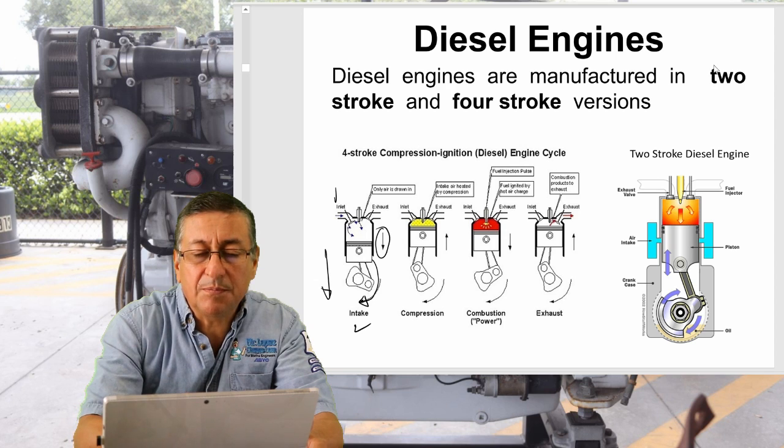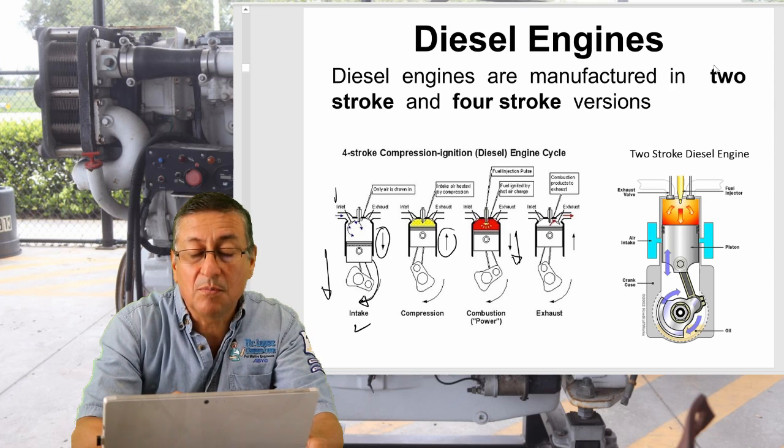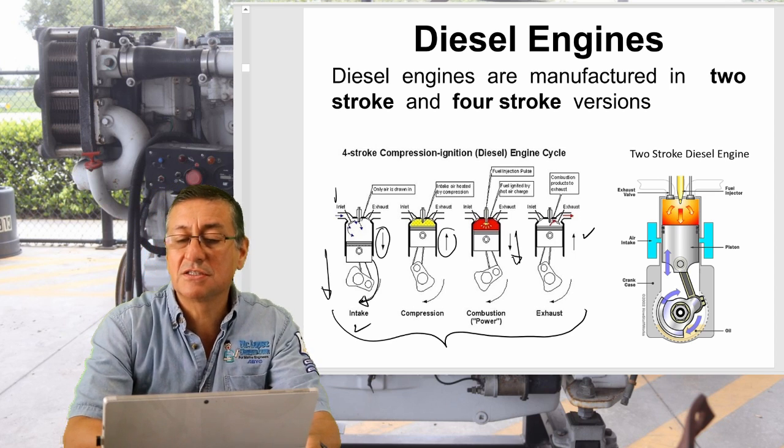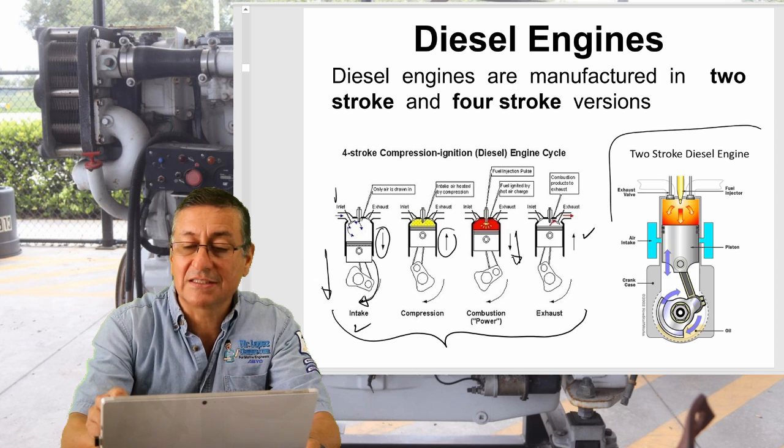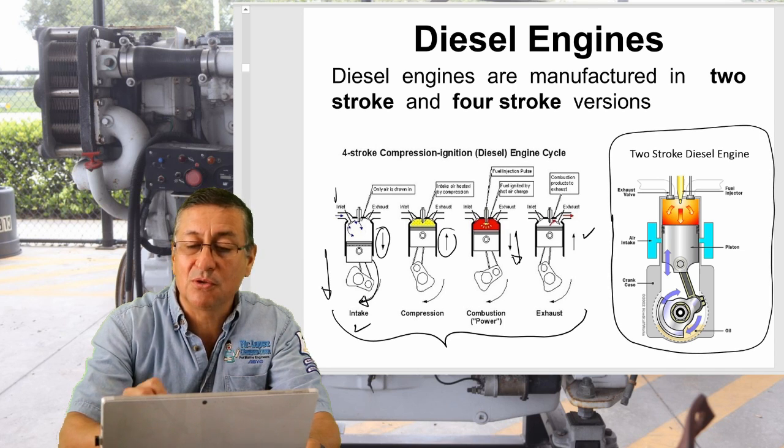In compression, the piston is going up. Both valves are closed. The valves continue closed, and the piston is going down in combustion or power. And after that, in exhaust, the piston is going up, the exhaust valve opens. This is a perfect picture of the 4 strokes. And this is another example about the 2-stroke that right now we are going to talk about.